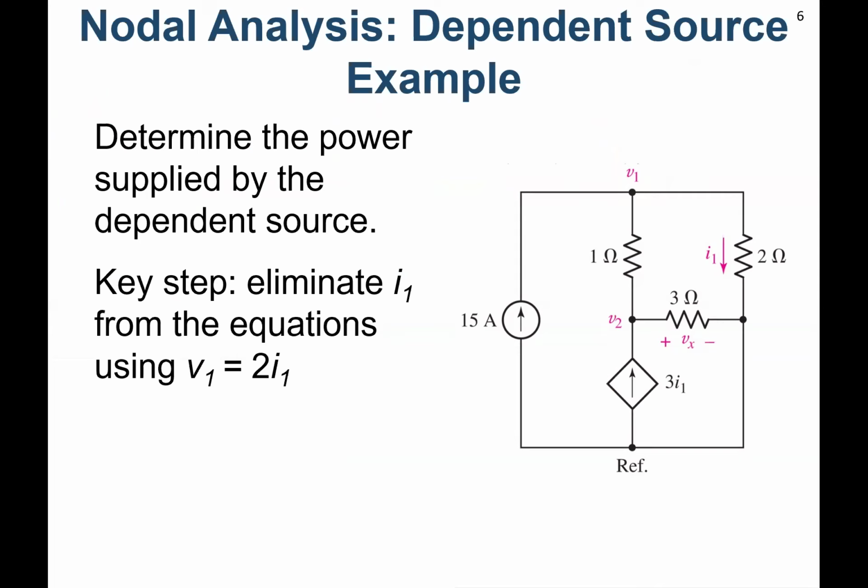How do you do a dependent current source? You just write one additional equation. So let's see if I can get this done.